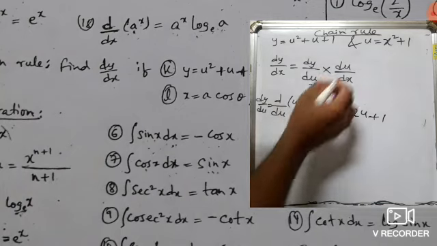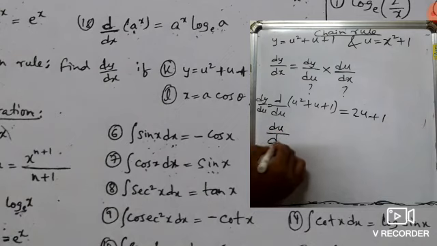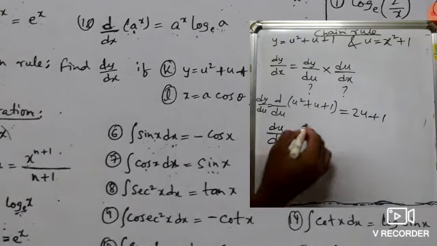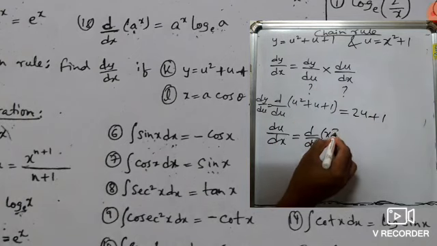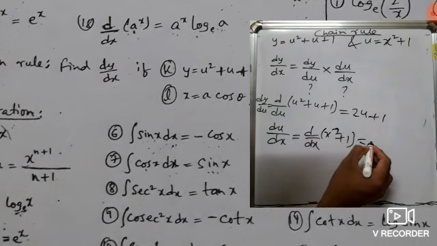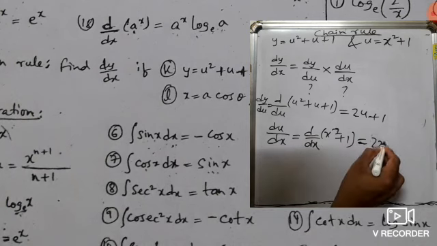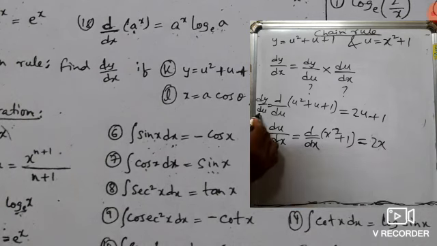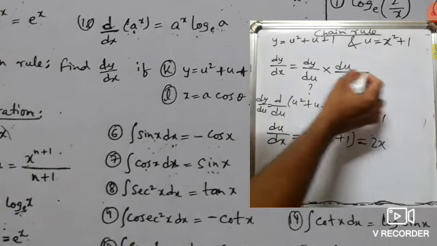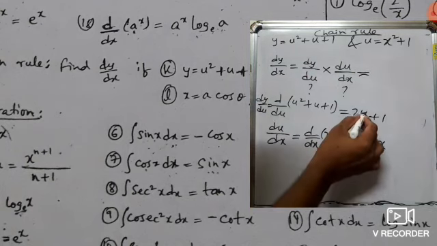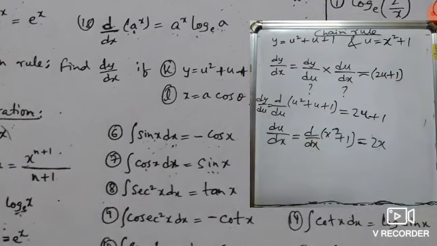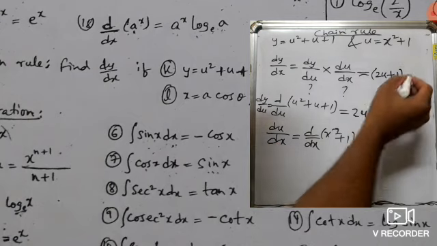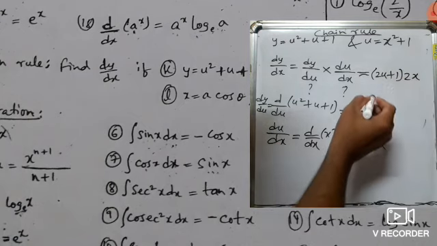And what is the value of du/dx? du/dx will be equal to d/dx. The value of u is x square plus 1. So d/dx of x square means it is 2x. So we get the value of this as 2x. Now we will put it here. dy/du will be equal to 2u plus 1 and du/dx is equal to 2x.